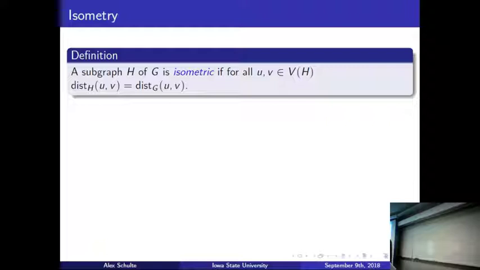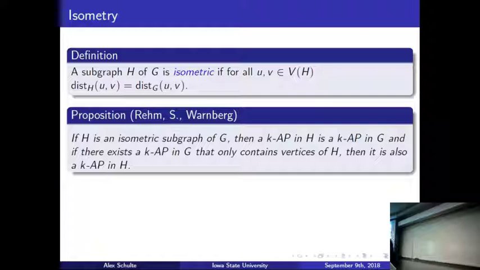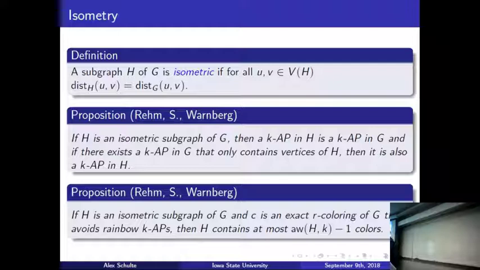So we got results. Hunter, Nathan, and I came up with the idea that if we have a k-term arithmetic progression in a graph whose vertices are a subset of an isometric subgraph, that's also a progression in that isometric subgraph, and vice versa. Similarly, if you have an isometric subgraph, the number of colors you can use on it is bounded by the anti-Van der Waerden number of that subgraph. If you color it with too many colors, you're going to get a rainbow, and by the previous fact, a rainbow in the isometric subgraph is a rainbow in the large graph.